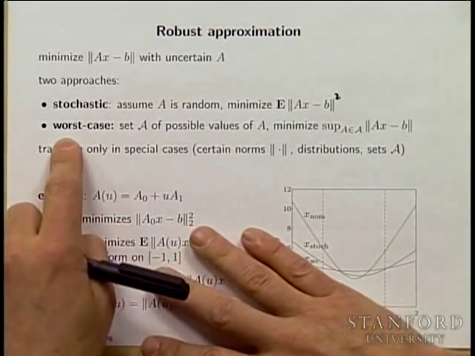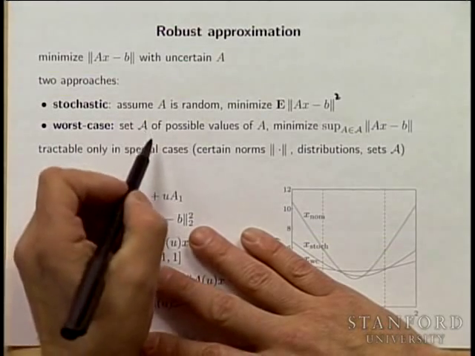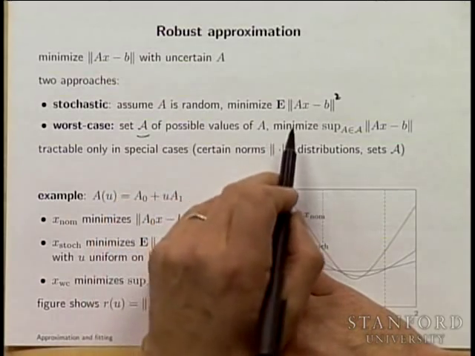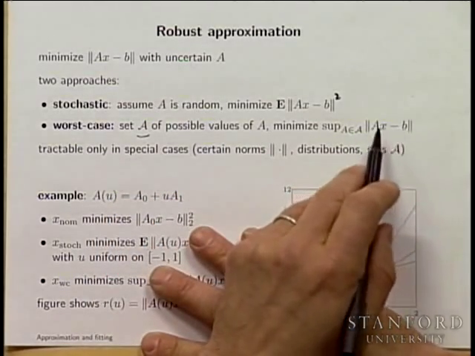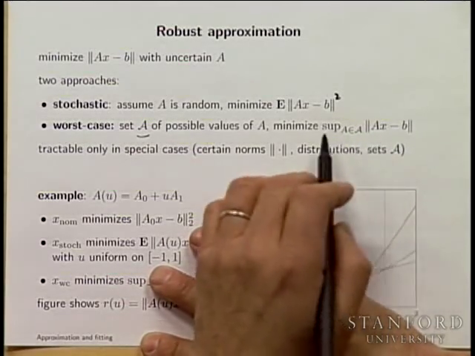Another model is worst case. Worst case would say something like this. You'll be given a set of possible values of A, and you would minimize, for example, the maximum of the worst case residual over that set. That's another version of it.